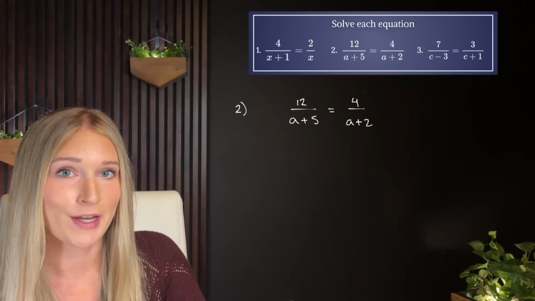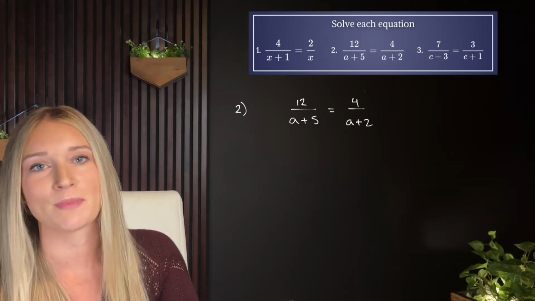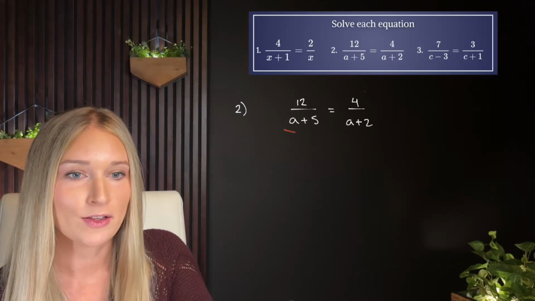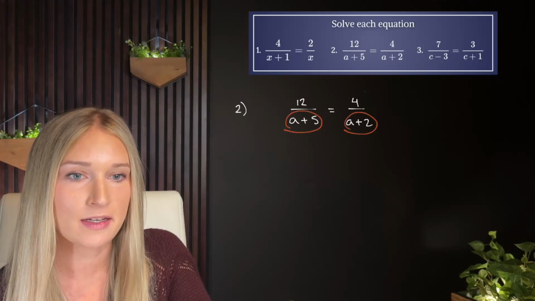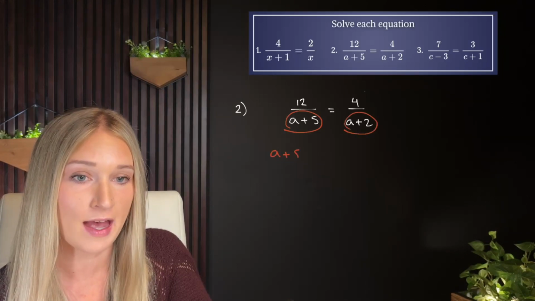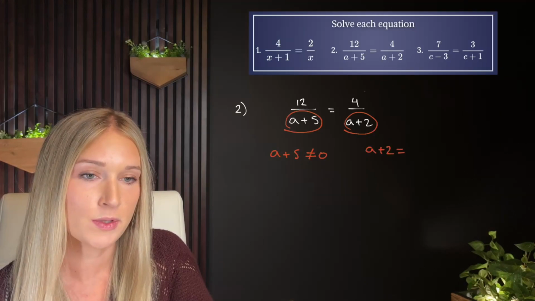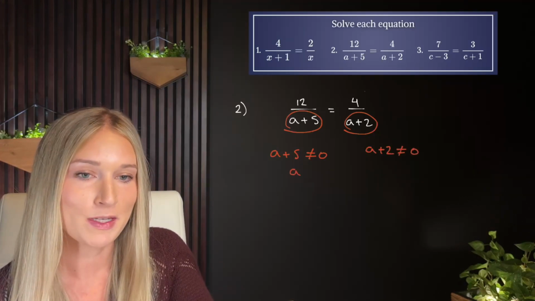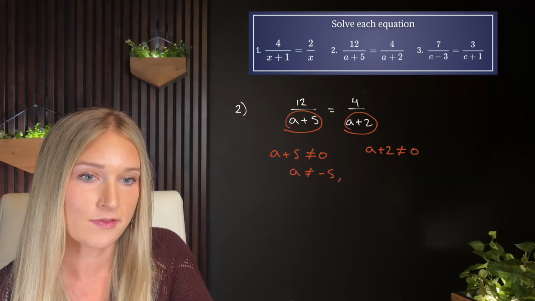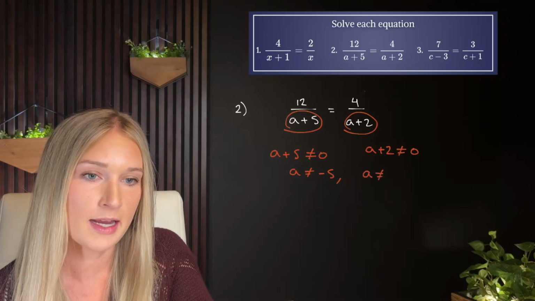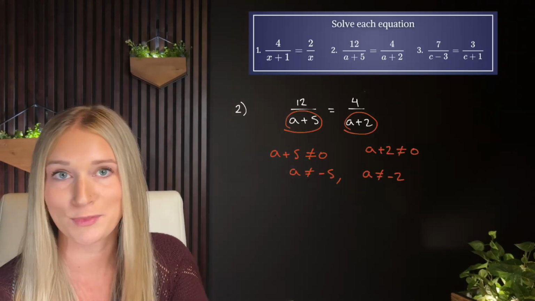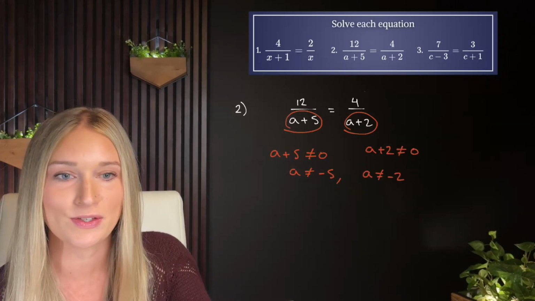Before I get to solving, I want to make sure I establish my domain restrictions. Looking at each of my denominators, I know that a plus 5 could not equal 0, and a plus 2 cannot equal 0, which means that a cannot equal -5 or -2. I'll go ahead and move this off to the side, and then I will solve.